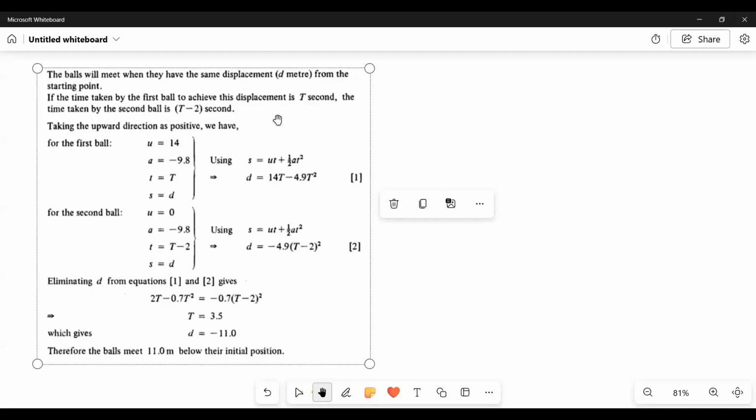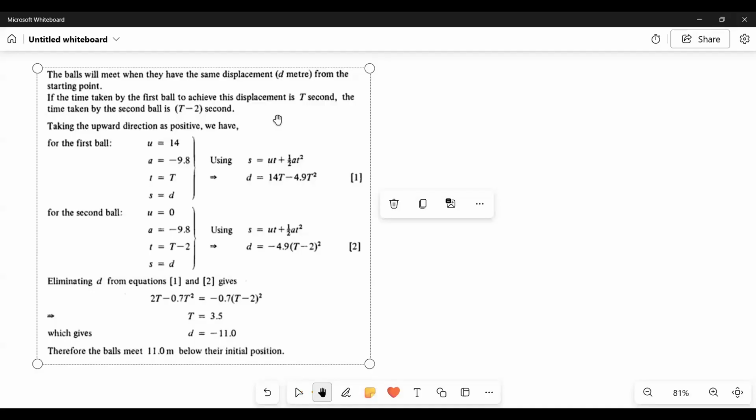So one of them, the first ball, we're using as the reference ball. The time that it's in the air, we're going to give it t seconds, right? The one that is released 2 seconds later, we're going to take that time to be t minus 2 seconds, right?